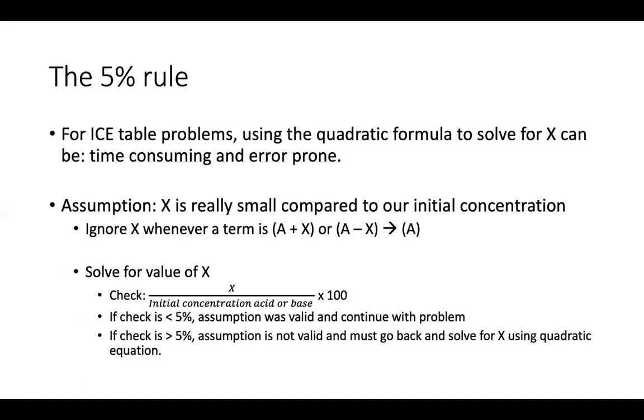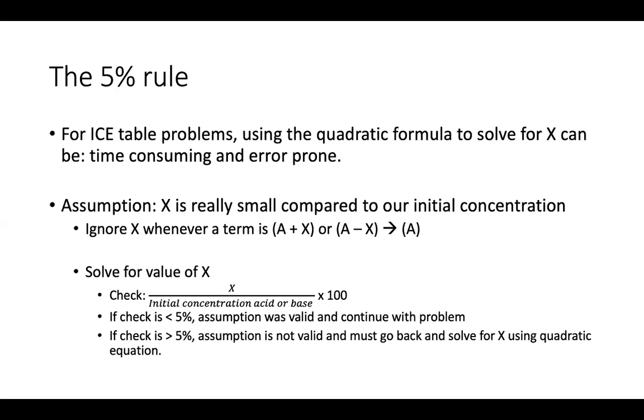Okay, moving on to the 5% rule. So again, we can use the 5% rule for ice table problems, whenever we're solving for X and we're given the equilibrium constant. We're typically asked to use the quadratic formula to solve for X, but plugging values into the quadratic formula is time consuming, and it can also be error prone. I know you can now use graphing calculators, so it's a little harder to be error prone now, but in general, the quadratic formula is error prone, which is why we have the 5% rule.